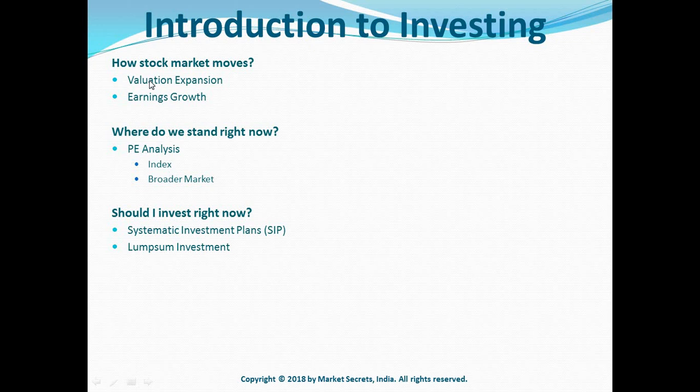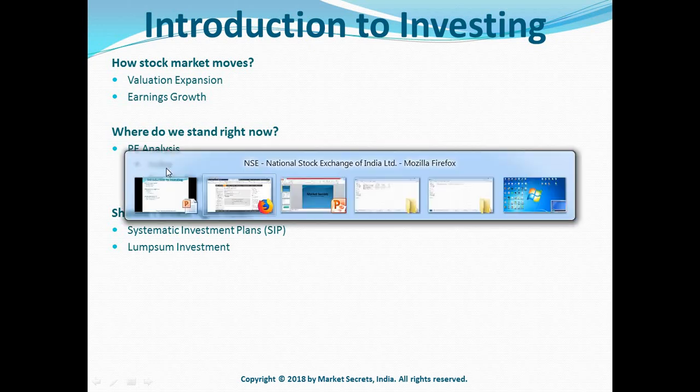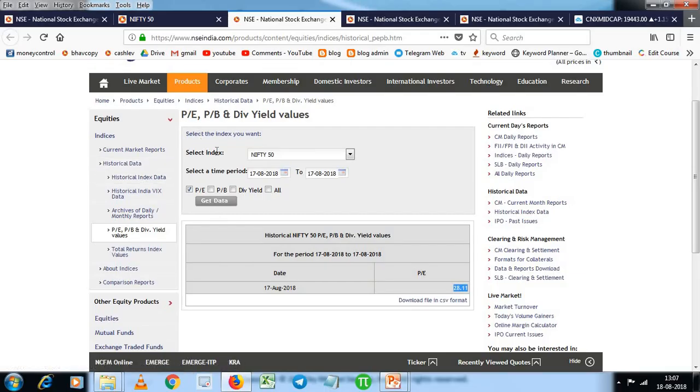So let's start with valuation expansion first. So where do we stand right now with respect to valuation? So for that we need to move to PE analysis. So let's start with index. So this is the actual PE value of index right now. So I have selected index as Nifty 50. And if you look at the PE ratio of Nifty 50, it is at 28.11.